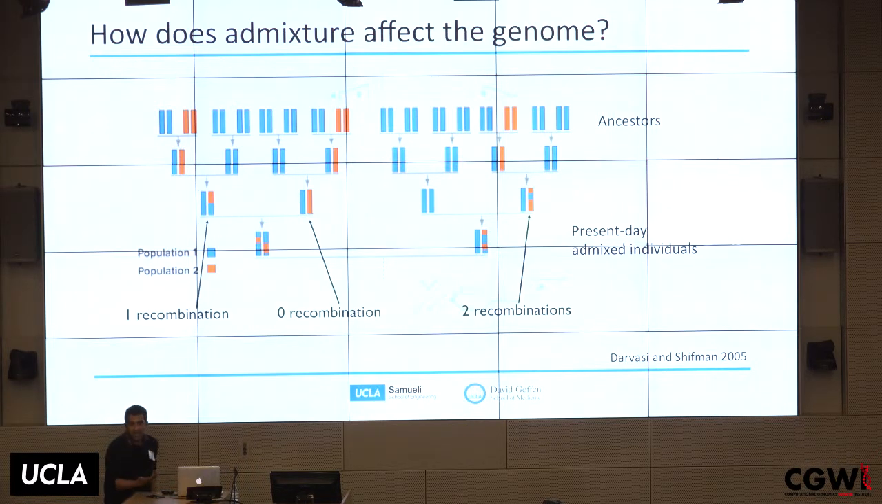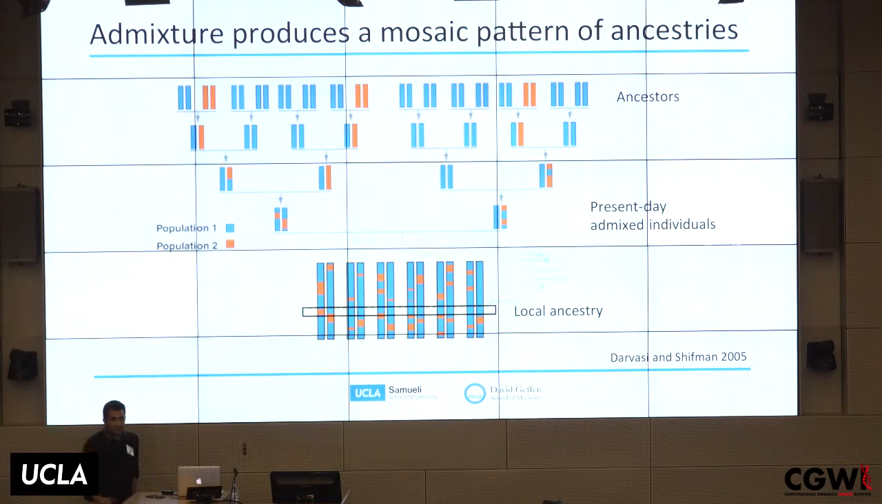Now, this is a random process, and so the number of recombinations is not determined. You'll have different individuals with different numbers of recombinations in every generation. To a first order, you can think of it as a Poisson process. This happens in every generation, and you end up with your present day set of individuals, your admixed individuals.